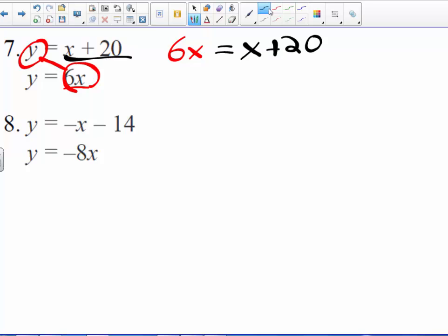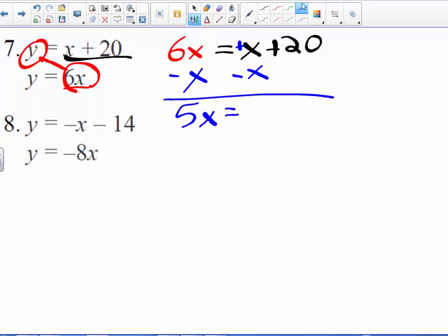We're going to solve for this variable to figure out the value for x and y that solves the system of equations. So isolate the variables, put them all on one side. We bring this over and subtract the x, because that's a positive x there. To get rid of it, we subtract. 6x minus 1x leaves you 5x on that side. X minus x cancels to be 0. 0 plus 20 is 20.